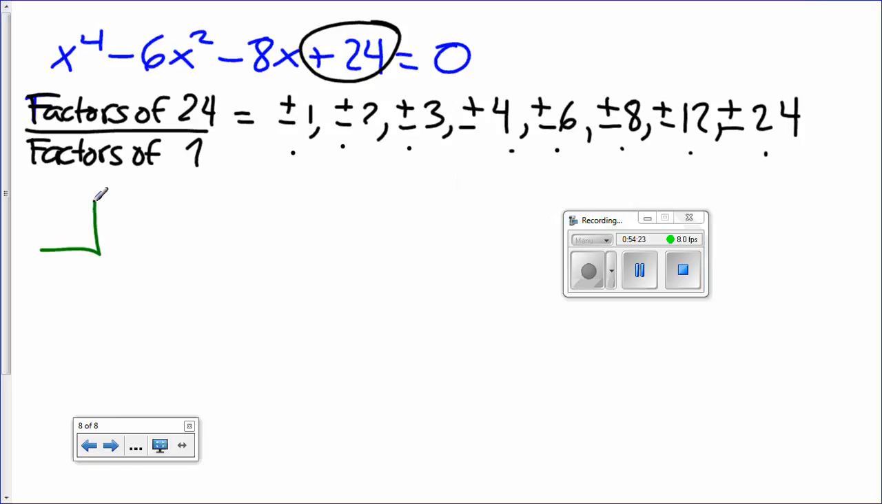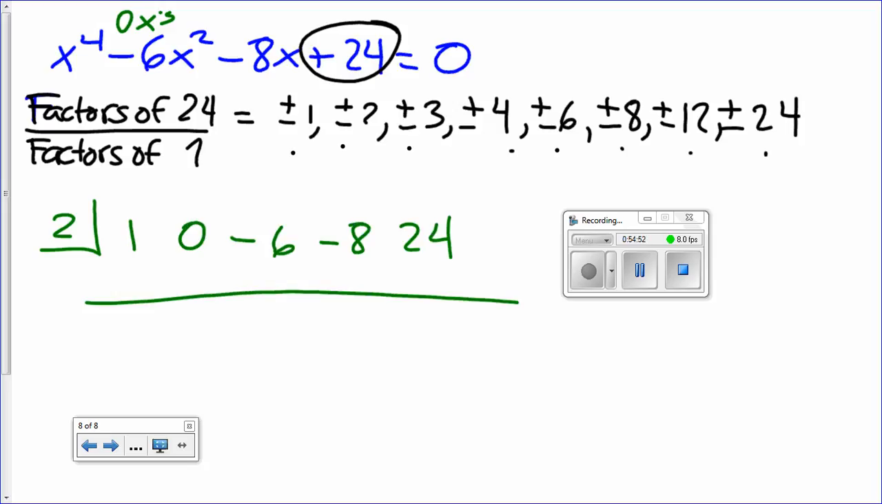Okay, what was that number, guys? Because I forgot. Was it 2? Okay, so coefficients are 1, negative 6. Am I making a mistake? Someone catch me, please. Did I make a mistake? There you did. Do I have an x cubed? No. I need a 0. Negative 6, negative 8, and 24. So let's check.